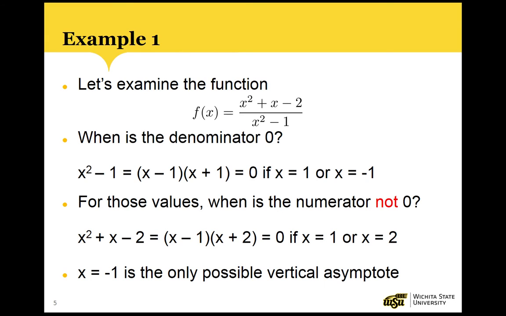Now we check those values against the numerator. By factoring the numerator, we can determine that it is equal to 0 only when x is equal to 1, of the two values that we had previously, 1 and negative 1. So x equals negative 1 is the only possible vertical asymptote of f of x.